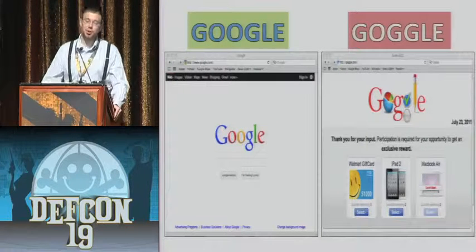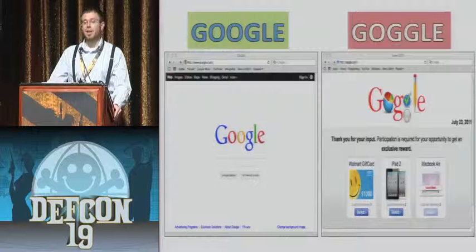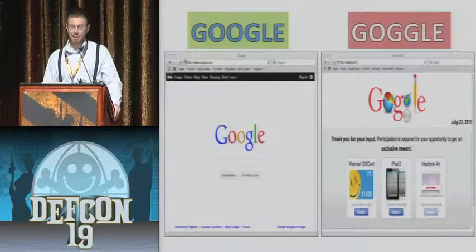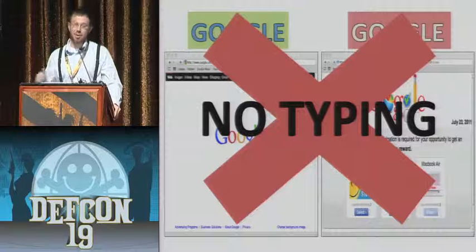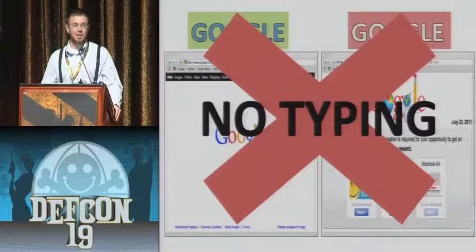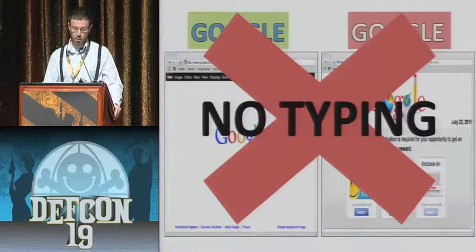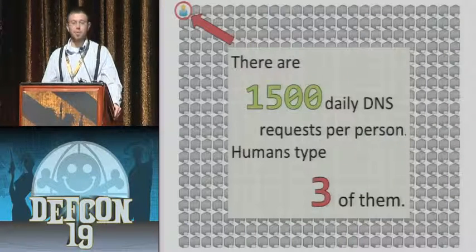It's called bit squatting because it's like typo squatting, but for bits. So, I'm assuming we're all familiar with typo squatting, but if not, here's a good example. Let's say you want to go to Google, which is a popular search engine, but you type an extra G, and you go to Goggle, where you can win Walmart gift cards, free iPads, but sorry, they're out of MacBook Airs. And this is not what I'm talking about.